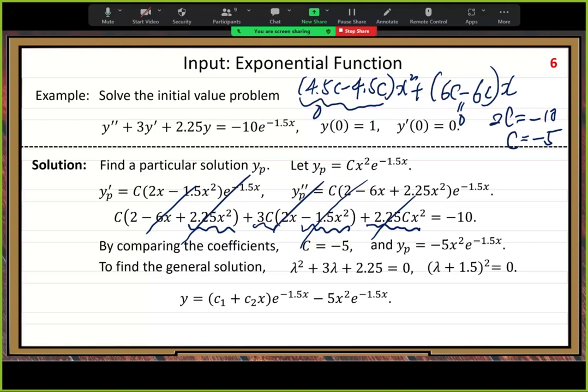When x equals 0, this term is gone. The last term is gone. This term also is gone. The C1 exponential term is 1. C1 times 1 equals the y value, 1. So C1 is 1. You find C1. But C2 is a little harder.